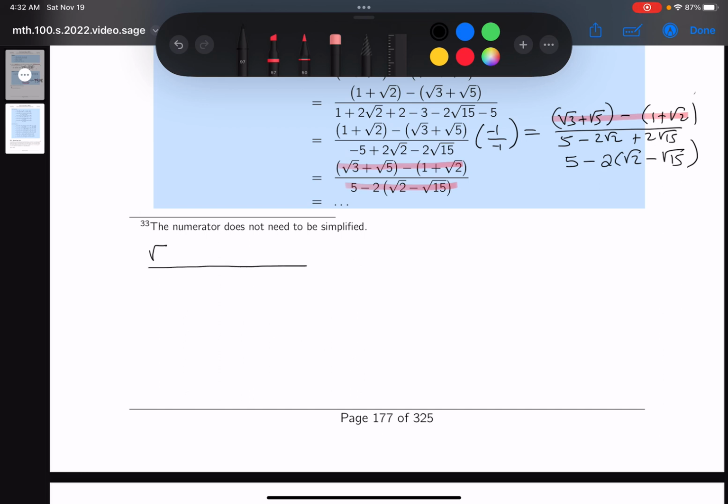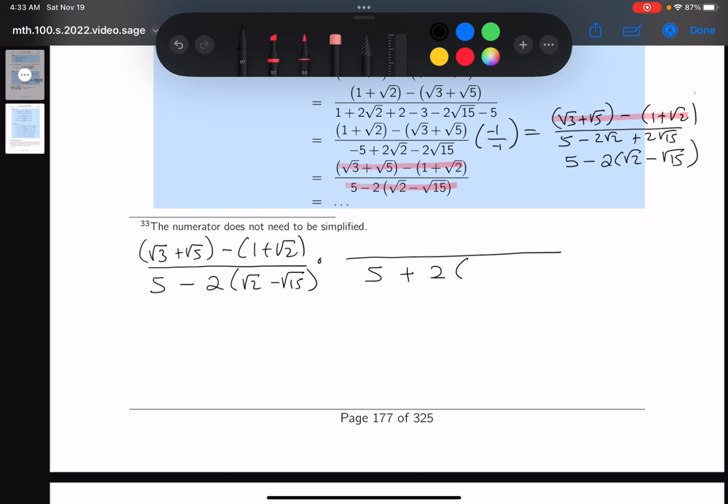It's root 3 plus root 5 minus 1 plus root 2. And the bottom is 5 minus 2 root 2 minus root 15. Wow. Now let's multiply by the conjugate now. It's going to be 5 plus this.